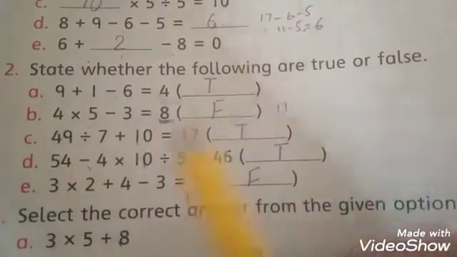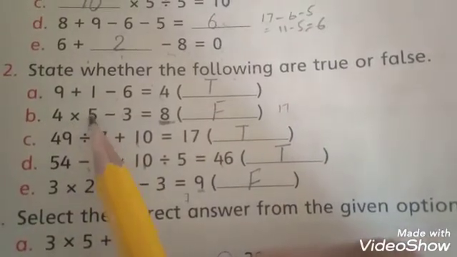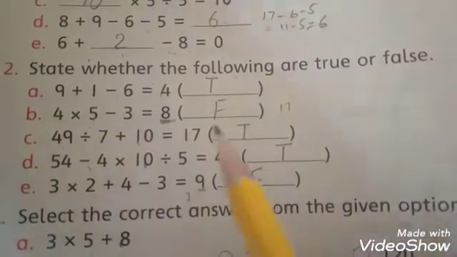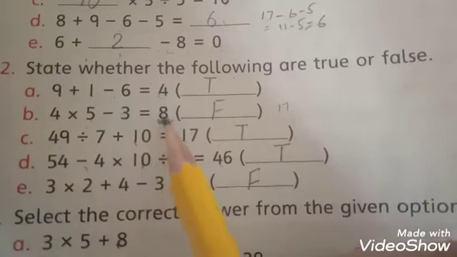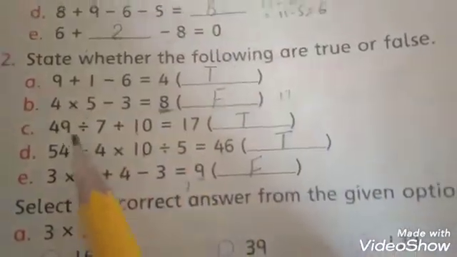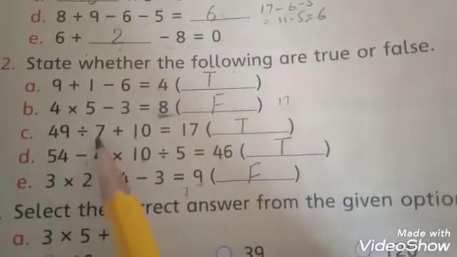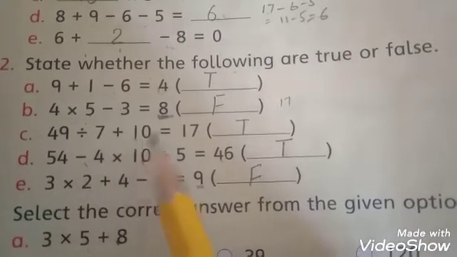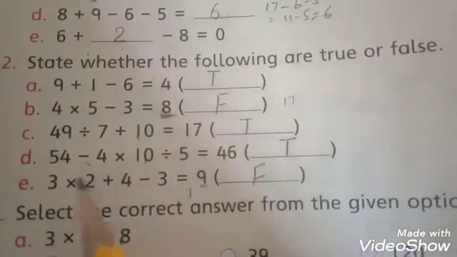So this is true. 4 multiply 5 is 20. 20 minus 3 is 17. And here answer is 8. So it is false. 49 divided by 7 is 7. Plus 10 is 17. This one is true.